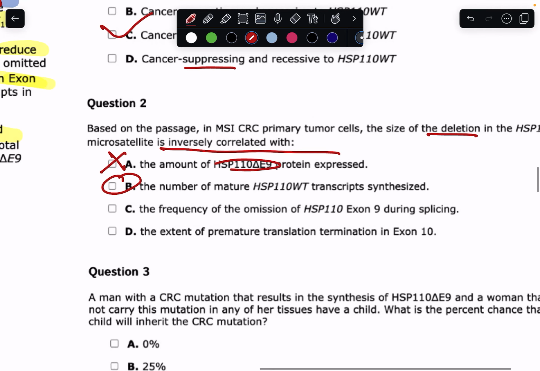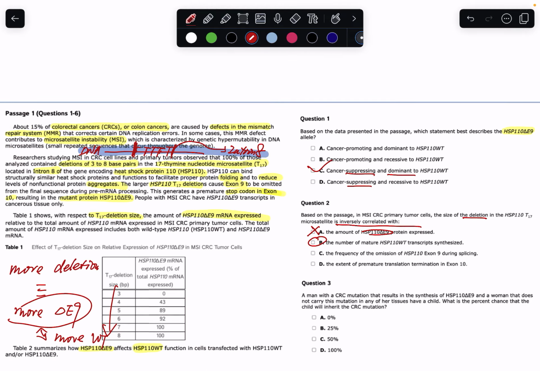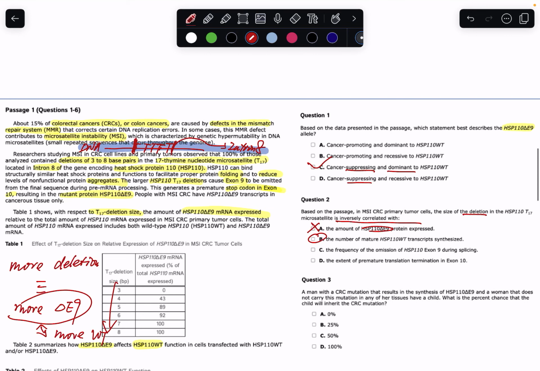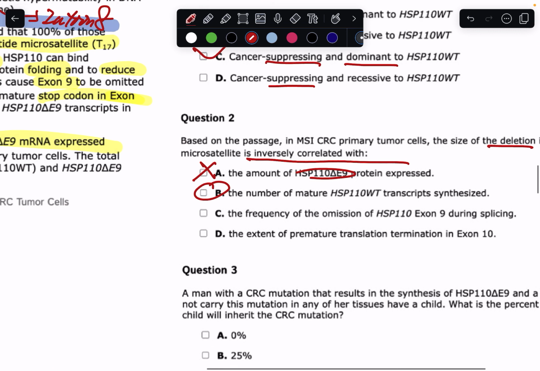But you always want to finish reading all the answer choices. So let's just keep reading, and make sure the other answer choices are not our best answers. Then we can pick B. C says the frequency of the omission of HSP110 exon 9 during splicing. Paragraph 2 talked about exon 9 omission, right? This is really happening when deletion happens. So this is also directly related to deletion, so this is not my best answer.